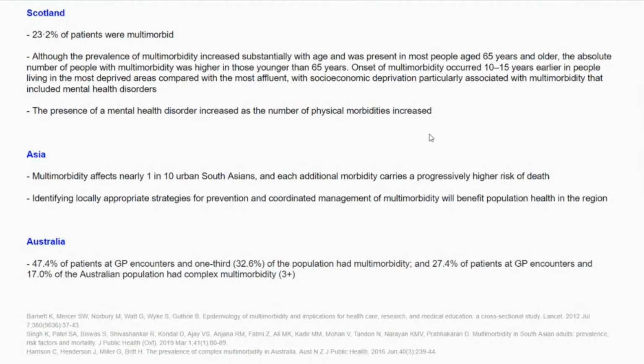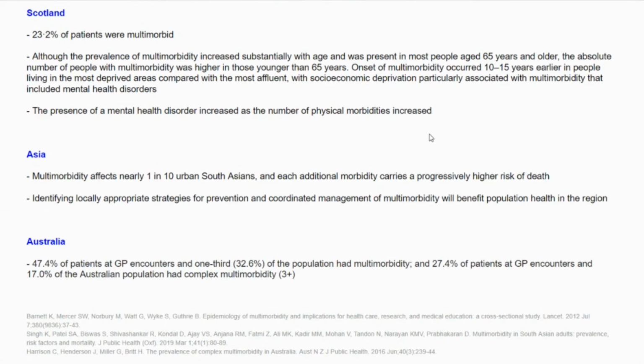What we know about comorbidities in the UK largely comes from Scotland, where this study by Barnett et al. found that 23% of patients in the study were multimorbid. Multimorbidity increased substantially with age, and yet the absolute number of people with multimorbidity was higher in those younger than 65 years. So it's not just an older person's problem. Interestingly, they also pointed out that the presence of a mental health disorder increased as the number of physical morbidities increased. Mental health comorbidities are very commonly neglected.